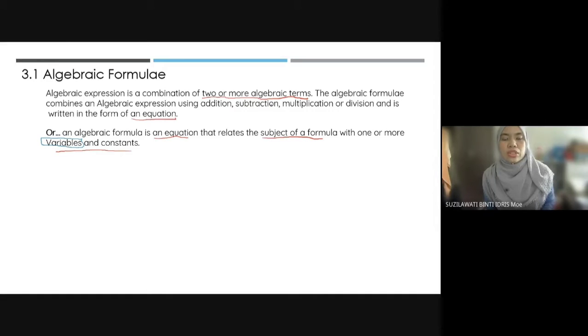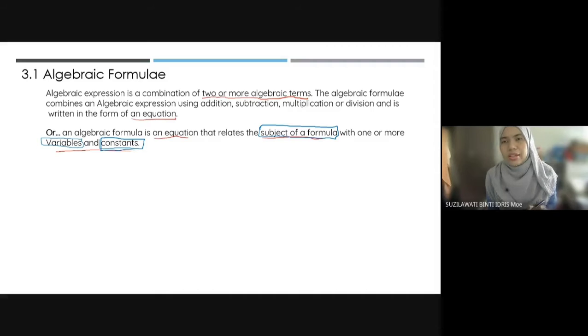Okay, you also notice that I highlight the word subject of formula in the previous slide. But you never see this word, constant. What is constant? In an algebraic formula, you will first see the subject of formula, and then you will see variable and constant, in the form of an equation.